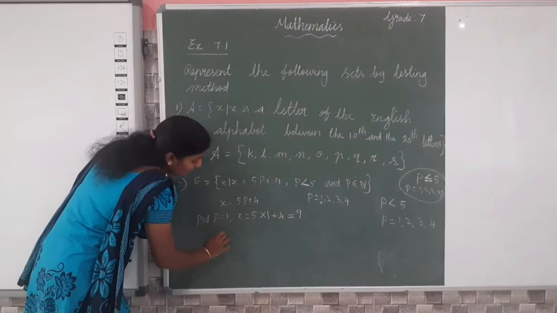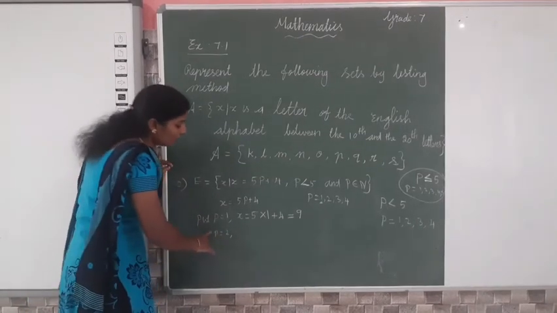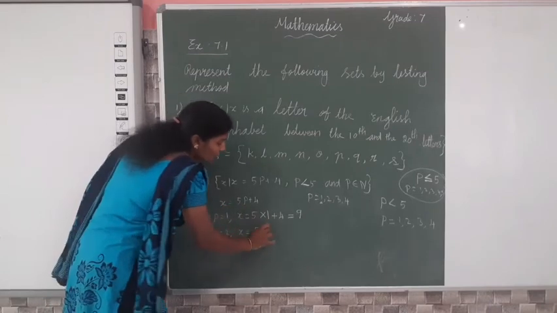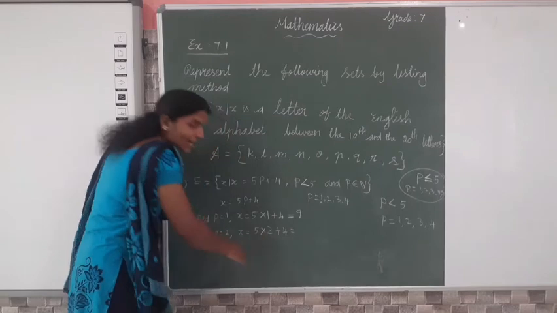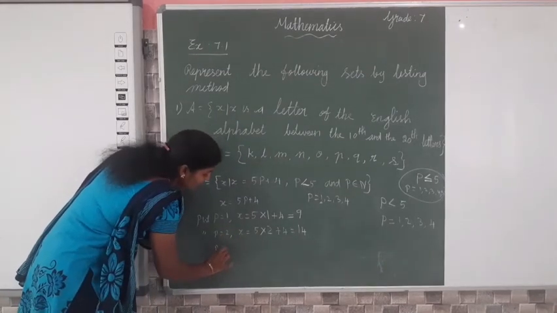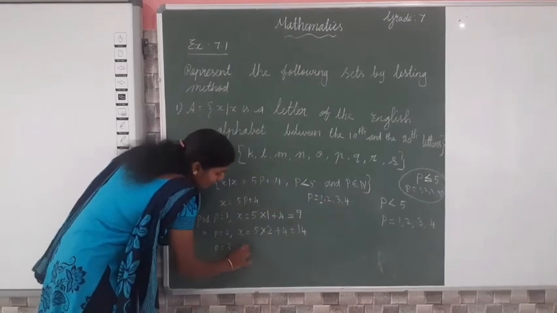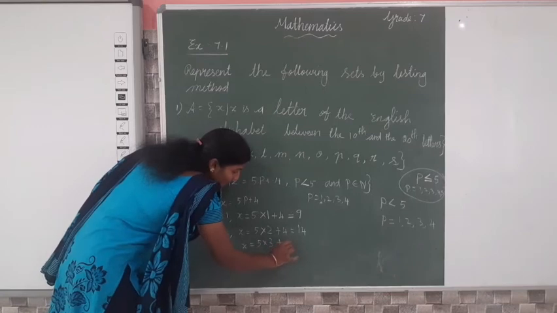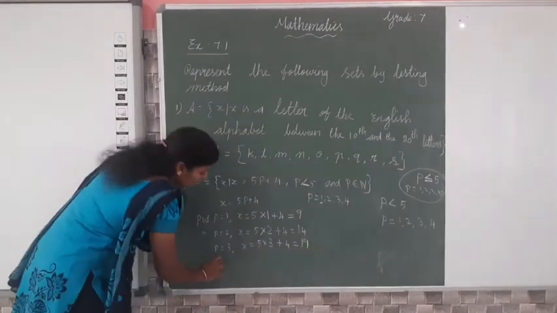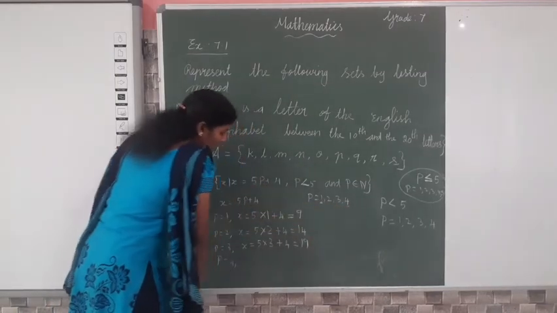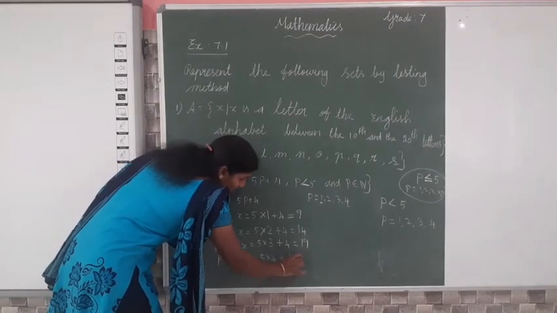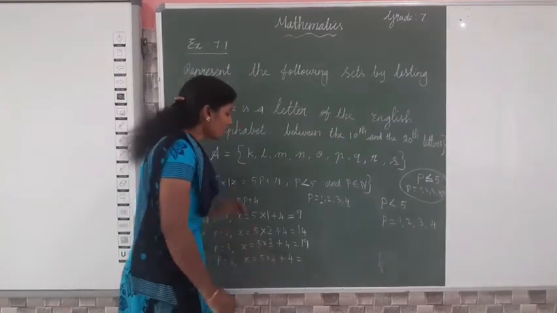Then next, put p is equal to 2. So, x equal to 5 into 2 plus 4, that is 10 plus 4, 14. Then next, put p is equal to 3. So, x equal to 5 into 3 plus 4. 5 threes are 15. 15 plus 4, 19. Then, p is equal to 4. So, x equal to 5 into 4 plus 4. 5 fours are 20. 20 plus 4, 24.